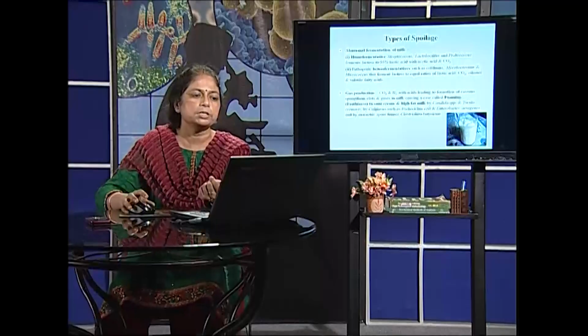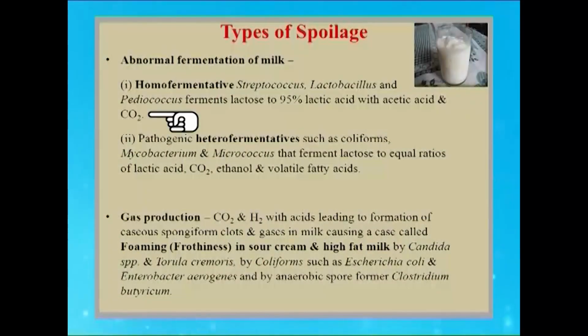the milk, which can be caused by homofermentative Streptococcus, Lactobacillus and Pediococcus, which give about 95% lactic acid. However, there may be heterofermenters like Mycobacterium and Micrococcus, which give equal amounts of lactic acid, carbon dioxide, ethanol and many volatile fatty acids. Gas production is another type of spoilage encountered in milk. Now we have the production of carbon dioxide and hydrogen gas, which leads to the formation of milk which gives a very bad taste and a bad smell also.